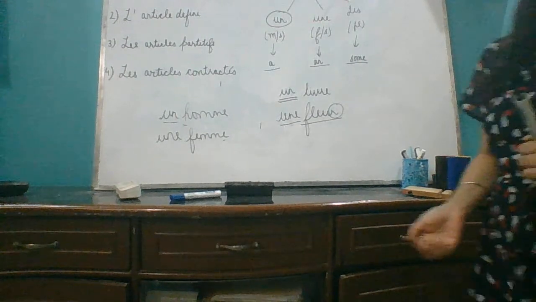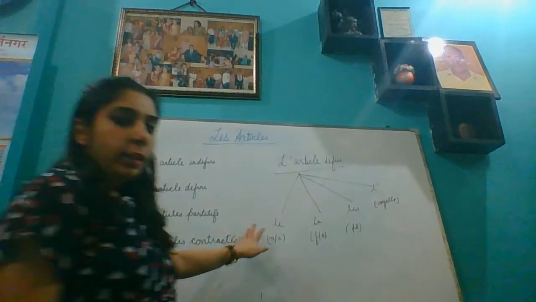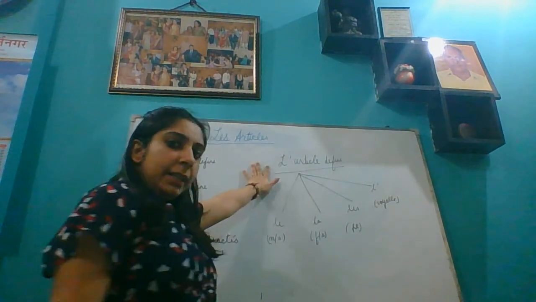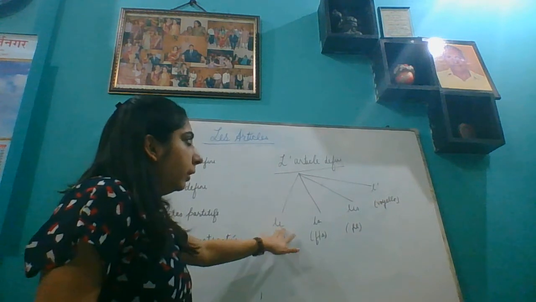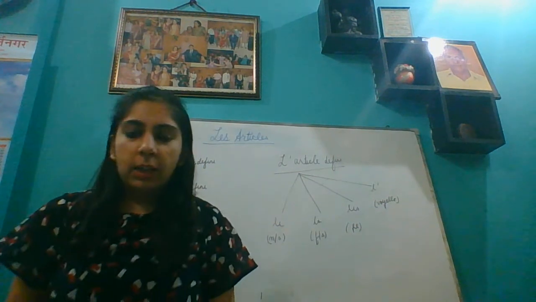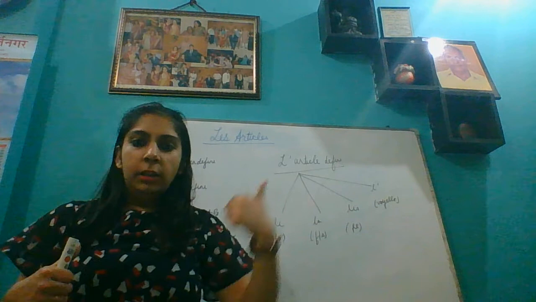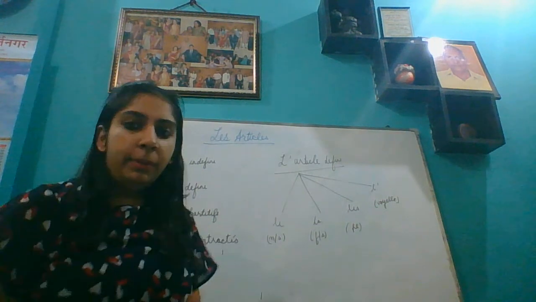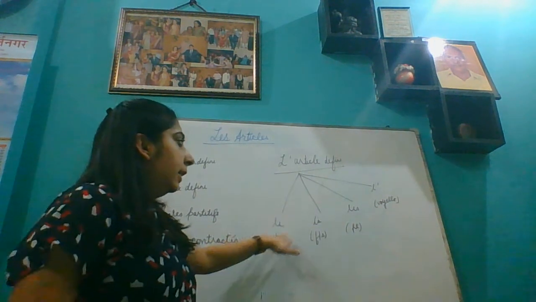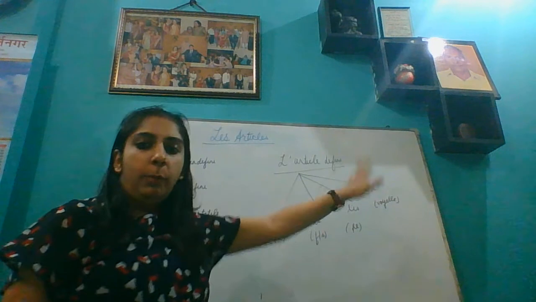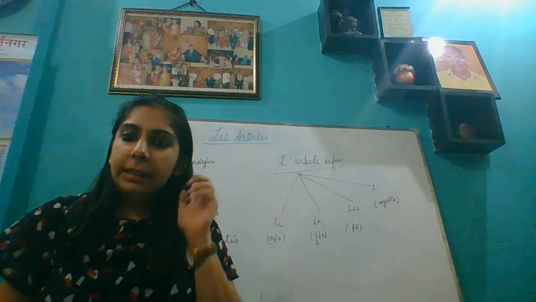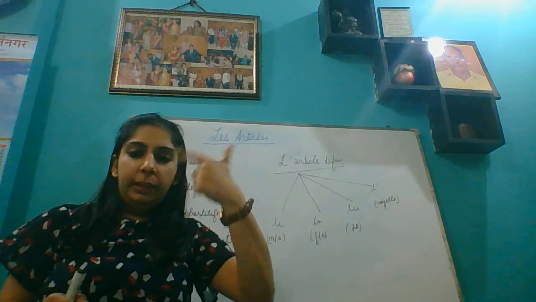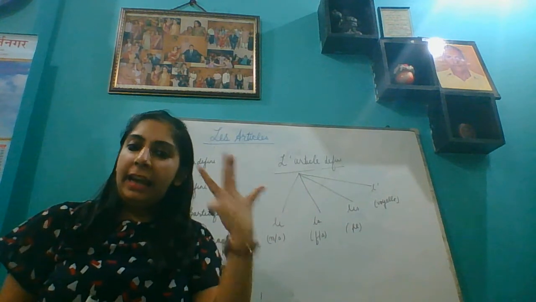Now let's move on to the article defini. On the right hand side, if you can see, I have written the next topic as article defini. The literal meaning for definite articles is the. We had learned a and an. Now the literal meaning for the is le, la and l'apostrophe. There are four types of article defini, but all of them mean the. Le, la, les and l'apostrophe.